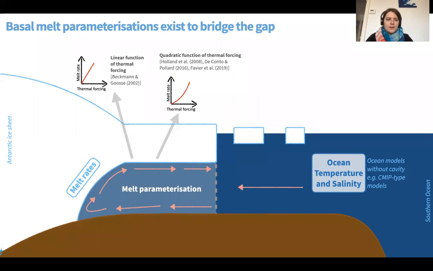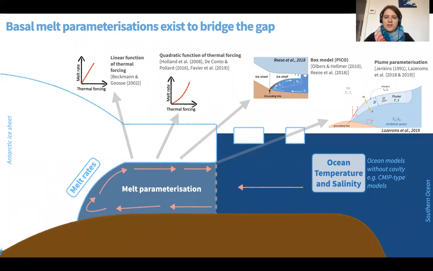For example, simple formulations have been suggested where the melt rate is either a linear or quadratic function of the thermal forcing, where the thermal forcing is the difference between the water temperature and the freezing temperature. And then with time, also more complex parameterizations have been suggested. For example, the box model, also well known as the PICO model, which mimics the overturning circulation in the ice shelf cavity by dividing the path of the meltwater along the ocean ice interface into different boxes.